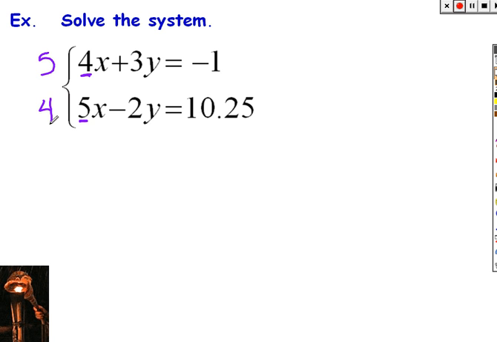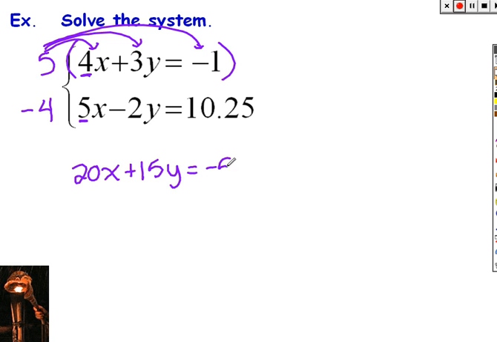If I go through and multiply these equations by 5 and 4, then I should have close to opposite coefficients, but not quite. 5 times 4 is 20. I want this to look like negative 20. So I would have to make one of these negative. I'm going to make the second number negative. And then follow me here. This is what elimination looks like. So I'm going to multiply the first equation by 5. And I need to multiply the left and the right side by 5. So I would have 20x plus 15y equals negative 5.